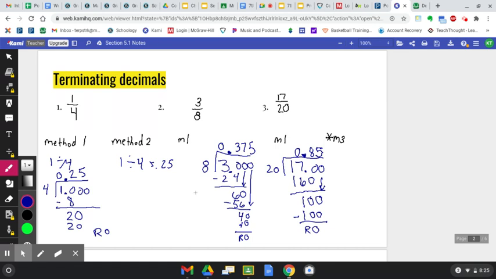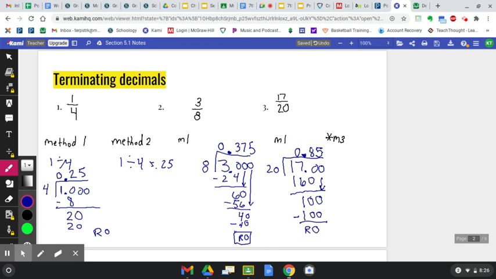I'm not done yet. Right here, I was done after 2. Here, I'm not done because I have this 4, so I dropped the 0. 8 goes into 40 5 times, right? That's equal to 40, so there's our remainder of 0. I'm done. I know that that is the terminating decimal, right? 0.375.